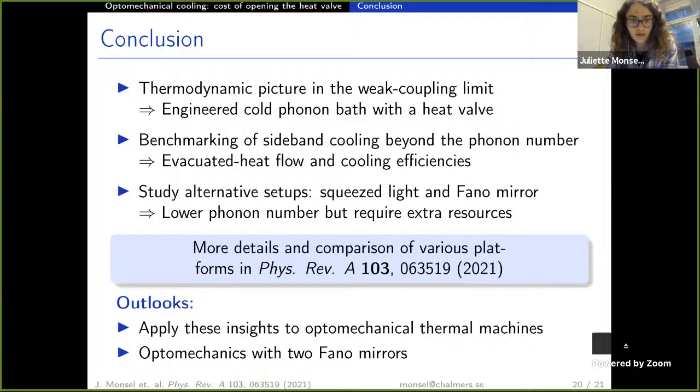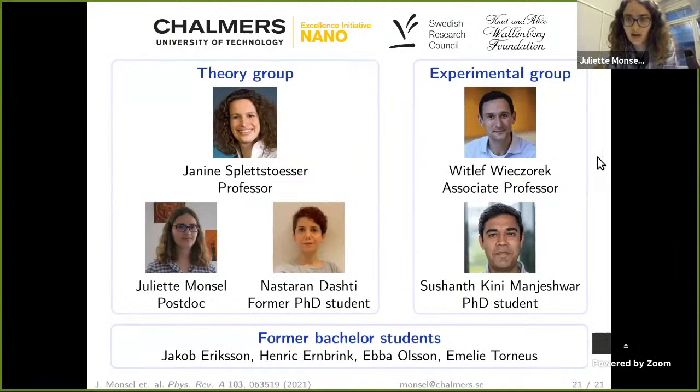And in outlook, what we are currently looking at is to apply these insights to more generic optomechanical thermal machines. And we're also looking into optomechanics with two Fano mirrors, especially with the experimental part of this collaboration, because they are going to have such a system in the lab at Chalmers.